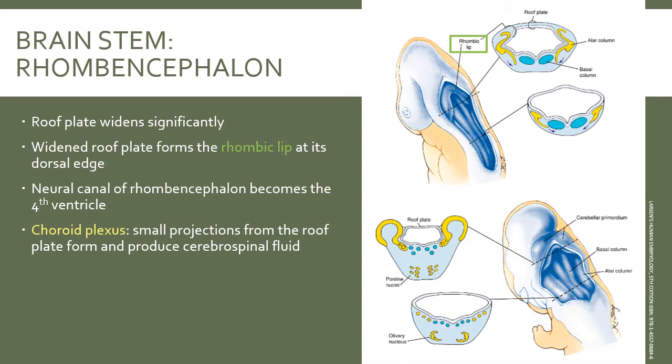The neural canal of the rhombencephalon, essentially the neural tube that's running through the middle of it, creating this empty space in the center, is going to become the 4th ventricle. And then there are going to be openings that form that allow the 4th ventricle to connect with other ventricles. Within that ventricle, we're going to see the development of choroid plexus. Those are small finger-like projections that extend from the roof plate and produce the cerebrospinal fluid. And we'll actually see them in all of the ventricles as they develop.